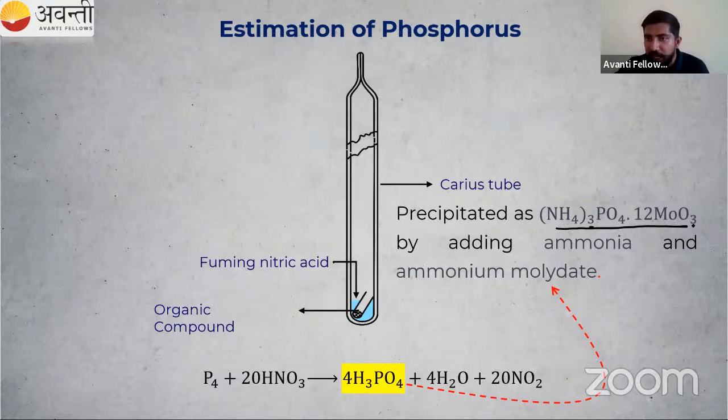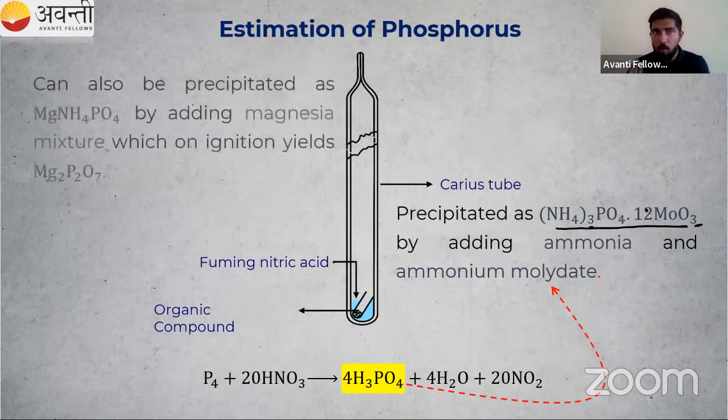So here also 3, here also 3. Then 3, 4, 3 into 4, that is 12. This is known as ammonium phosphomolybdate. This is the first method to estimate the percentage of phosphorus in an organic compound. Initially H3PO4, then we add ammonia and ammonium molybdate, so we get the final product. Keep it there.